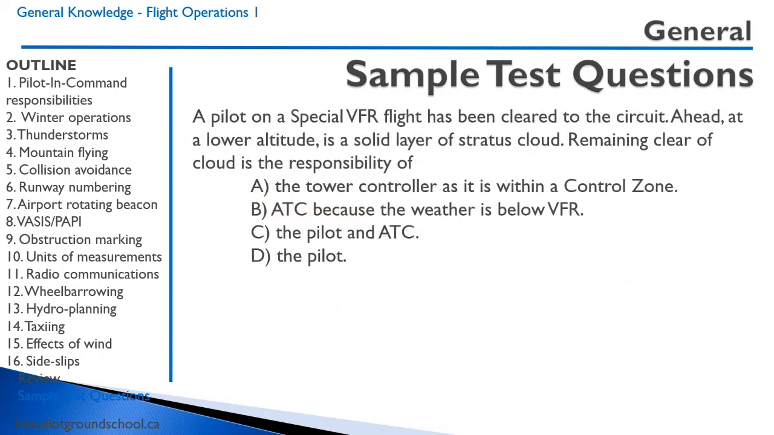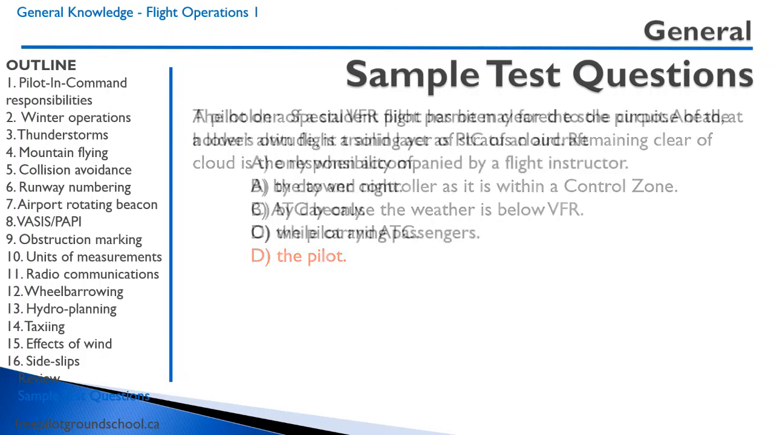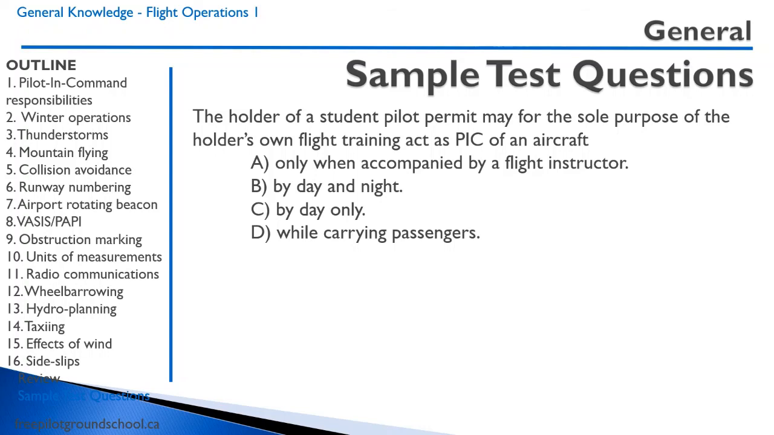The pilot on a special VFR flight has been cleared to the circuit. Ahead at a lower altitude, there's a solid layer of stratus cloud. Remaining clear of cloud is the responsibility of, well, remember, everything is the responsibility of the pilot. So power controller, no. ATC, no. The pilot and ATC, no. D, the pilot is the correct answer. The pilot is responsible for everything. Hopefully by now the concept that the pilot is responsible for everything has been solidly drilled into your brain. Let's have a look at the next question.